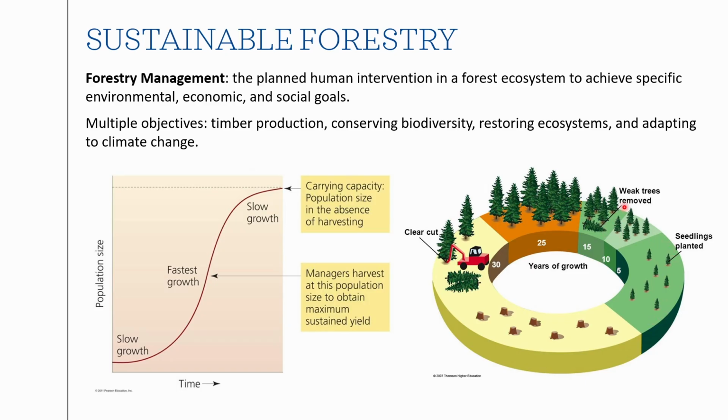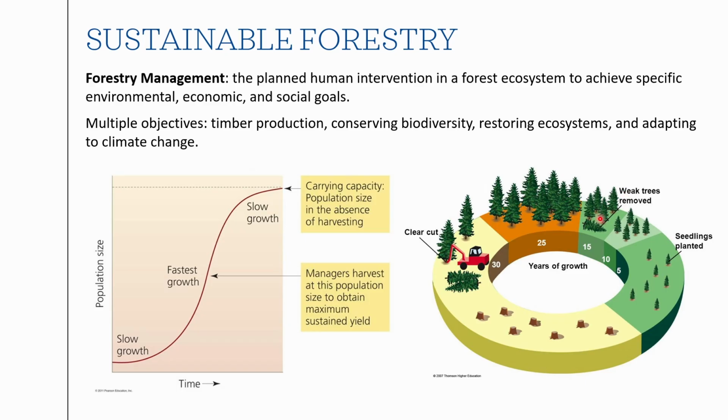Then we go in and we remove the weak trees, right? Why do we do that? Well, because the weak trees are the ones that are probably going to die off anyway. They're not going to be able to keep up with the dominant trees that are trying to establish the canopy. So often these weak trees are just stealing nutrients and water from the trees that are growing fast.